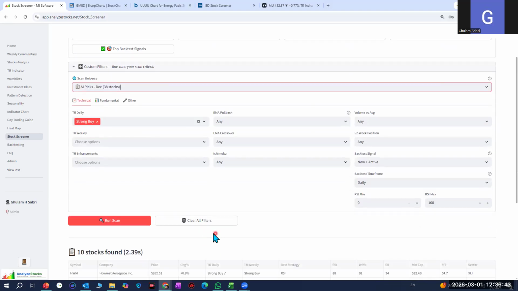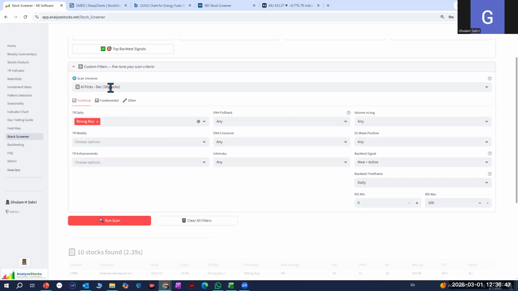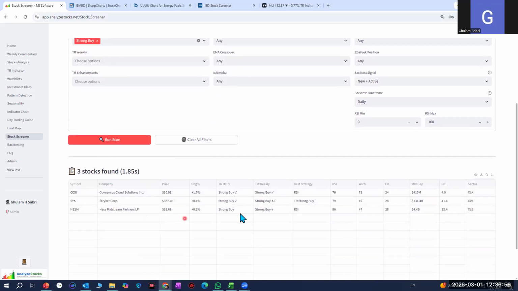And if I run this, the AI picks for December were 38 stocks, but it has chosen strong buy only from that list, and only three of those stocks came out. So these are the TR daily or weekly. Now see, all of those we have, this CACSI and Striker, and Striker has a check mark with this, which means they have just started. So it could be a very interesting stock.